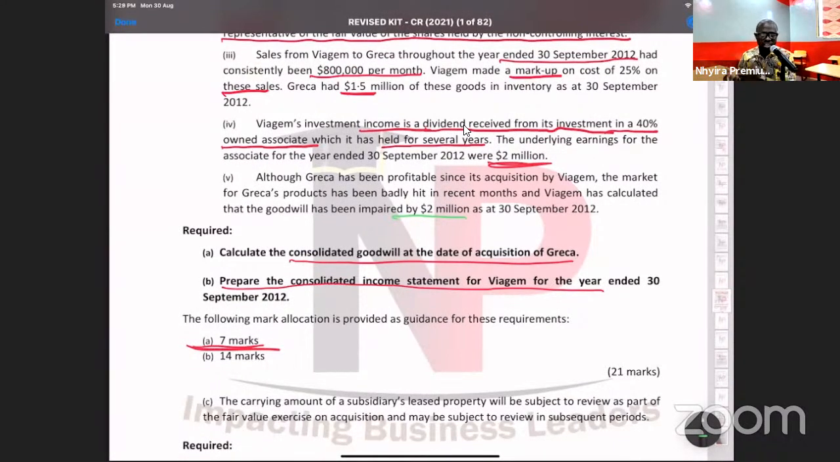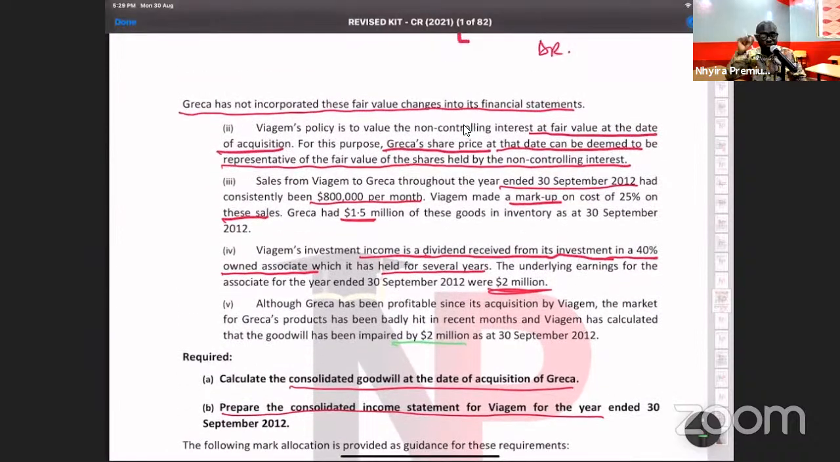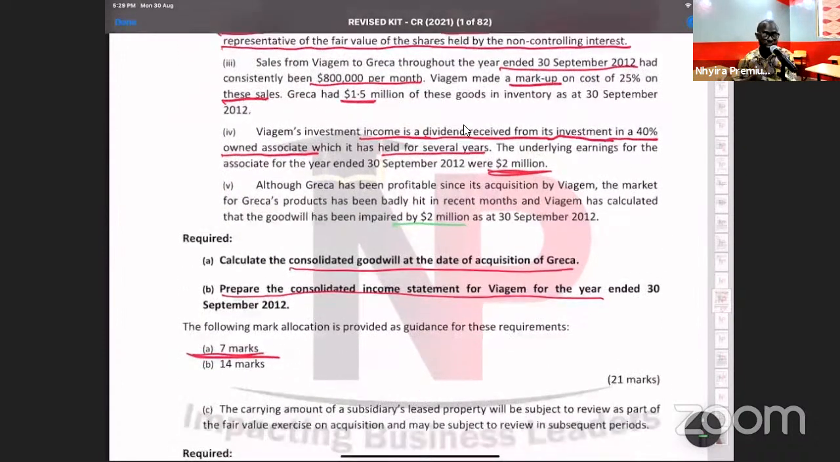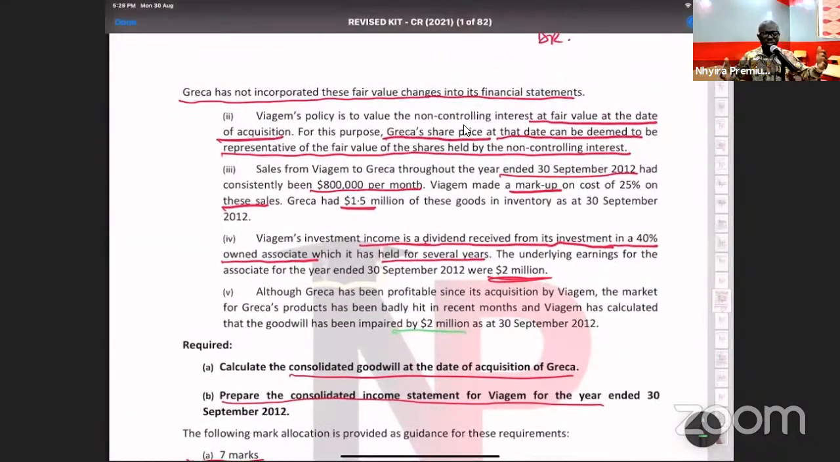Now, since this goodwill has been impaired, this 2 million will be shared between the parent and the NCI. Why? Because NCI is valued at fair value. So we're going to be sharing this between the parent and the NCI. So that is basically the workings generally in relation to this question.